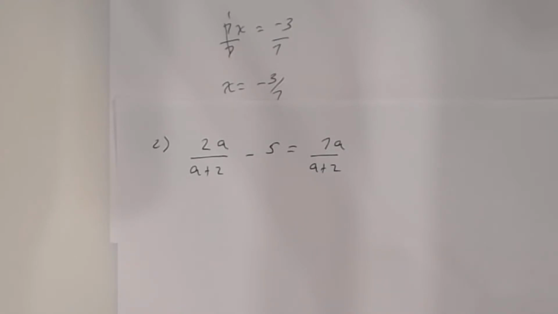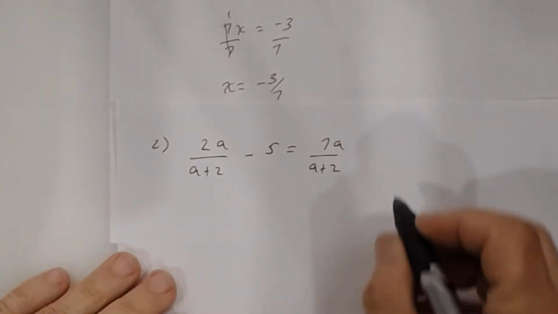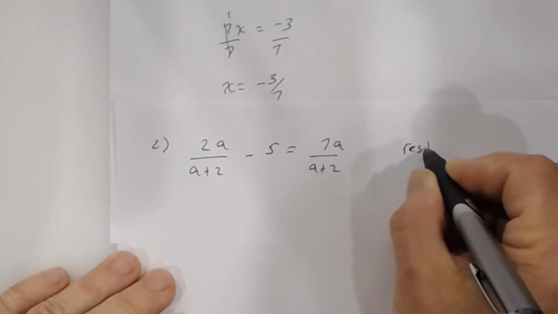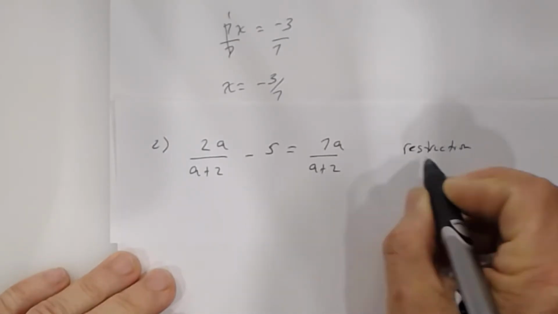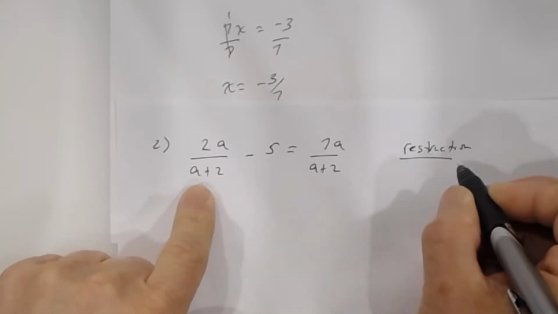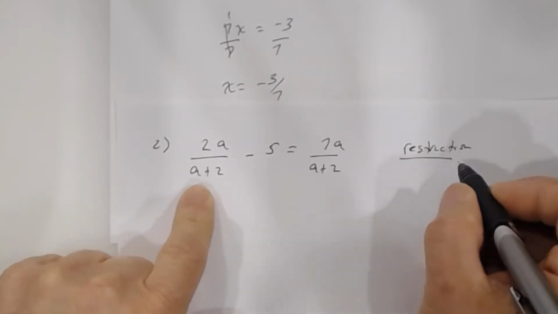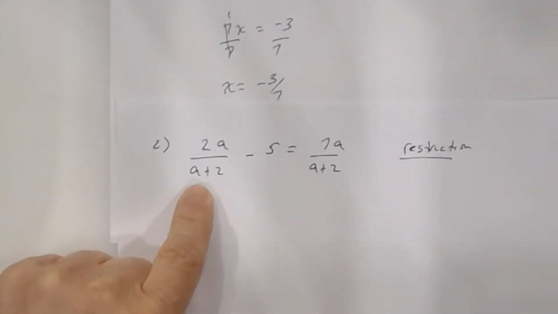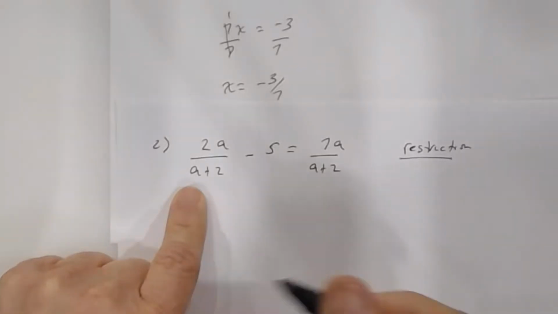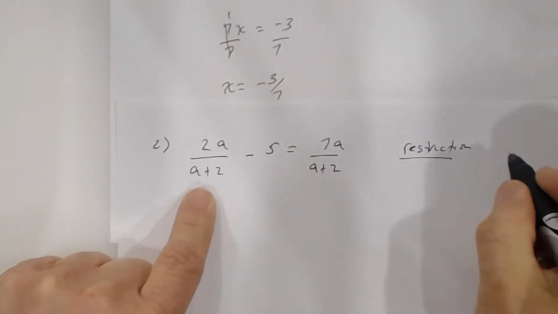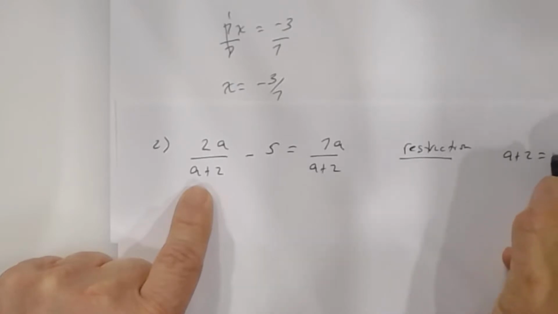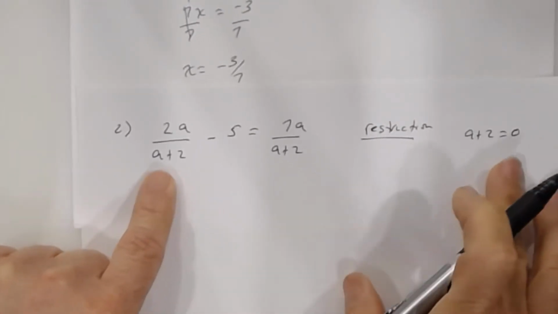All right, so now let's talk about your restriction. What makes this denominator zero? When a is negative 2. Now, if you can't do that in your head, think about what's happening. You're asking yourself, I got to figure out what makes this denominator zero. Some of you can look at this right away and tell me it's negative 2. Others of you may not. So basically what you're going to do then is you're going to set the denominator equal to what number? 0.